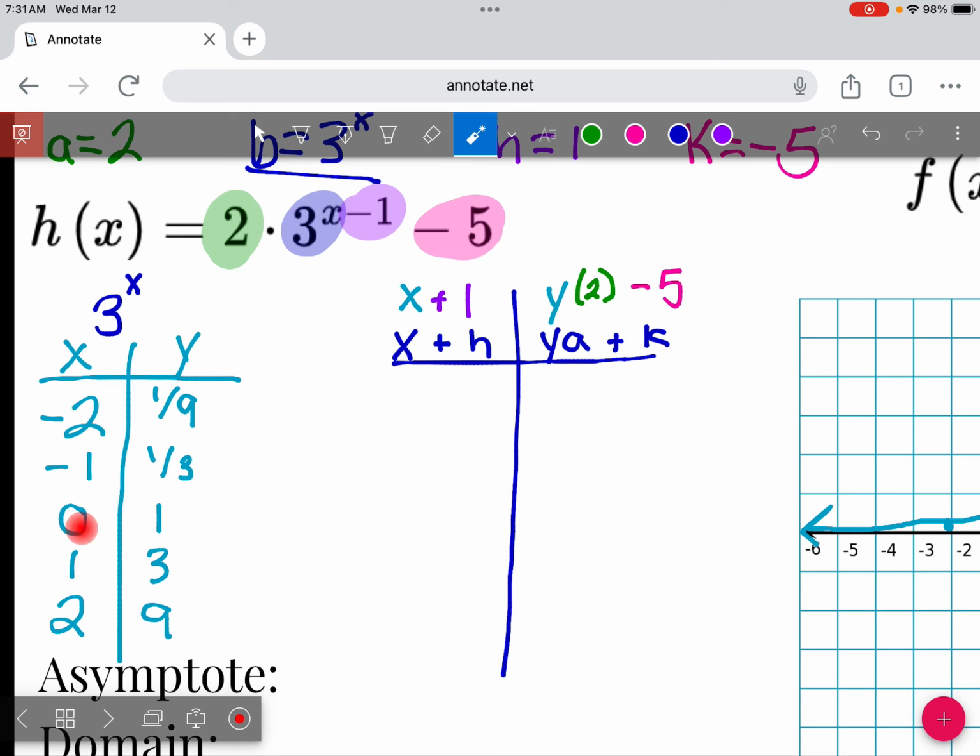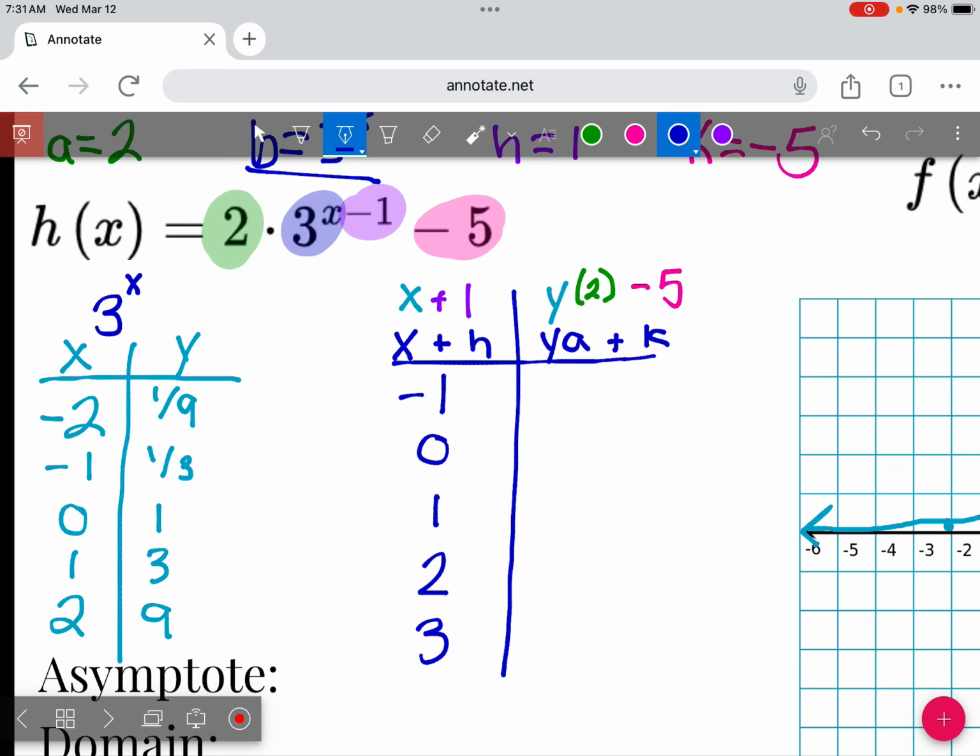So we're going to take our x's from over here, and we're going to add 1. So my -2 plus 1 gives me a -1. My -1 plus 1 gives us a 0. 0 plus 1 is 1. 1 plus 1 is 2. And 2 plus 1 is 3.